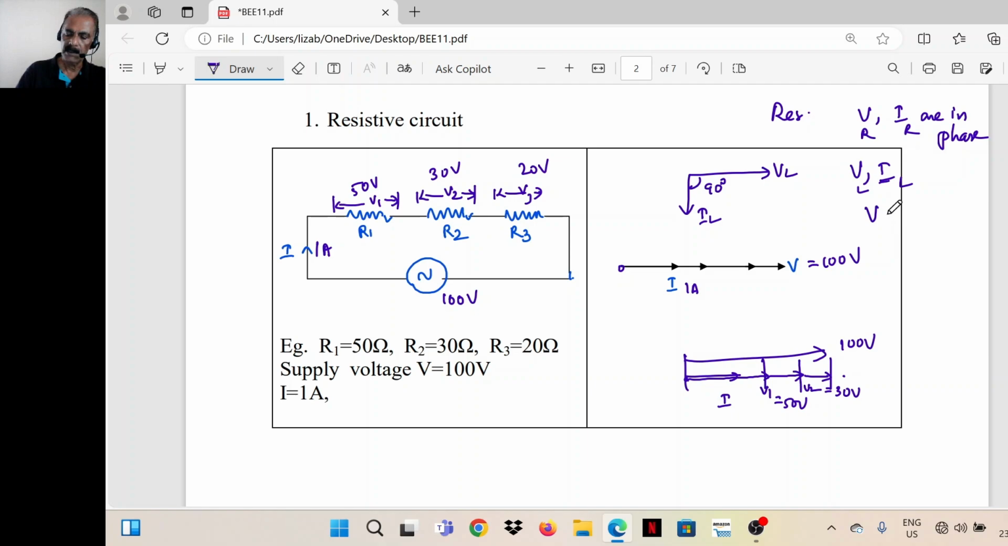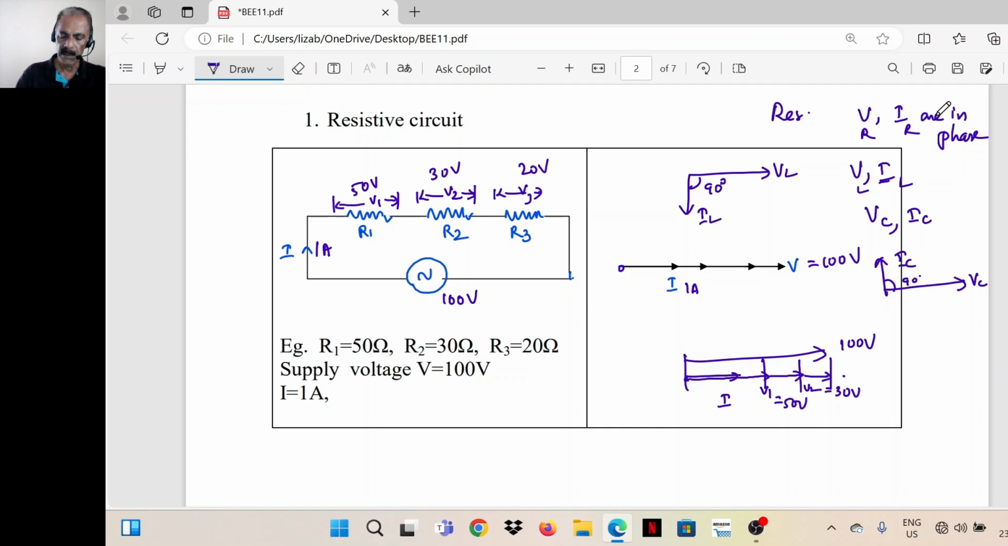Again, in a circuit across a capacitor, let VC be the voltage across the capacitor and IC the current through the capacitor. Then the relationship is that current will be leading the voltage by 90 degrees. These are the basics of all phasor diagrams.